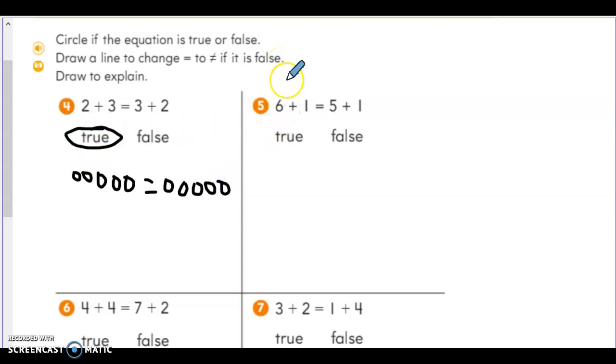Okay, now let's look at this next one, number 5. So we have 6 plus 1, so 6 and 1 more, that's 7. And 5 and 1 more is 6. Is that true? Is 7 the same as 6? No. This one's false. Okay. So we have to draw our picture. 7 circles are not equal to 6 circles.